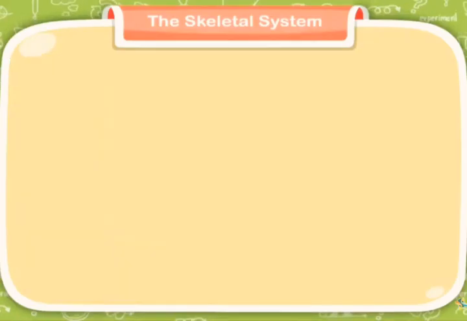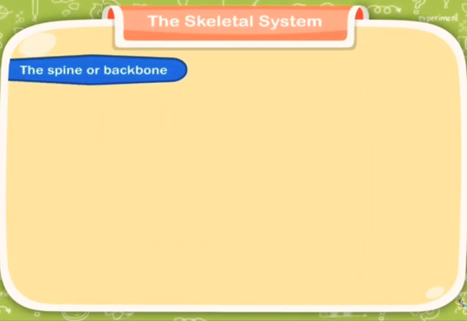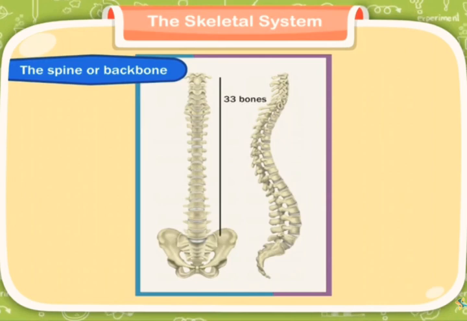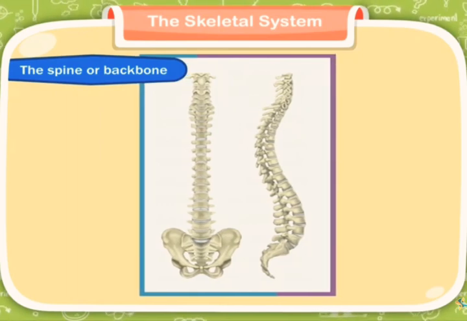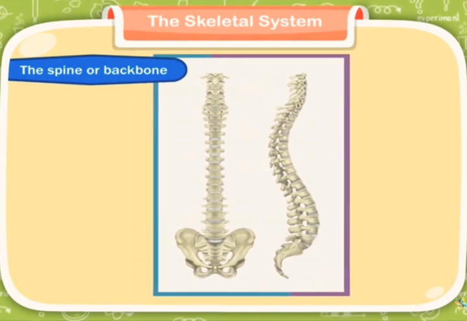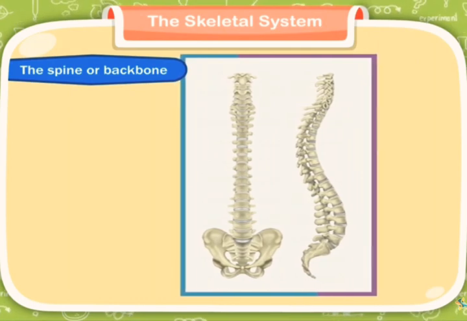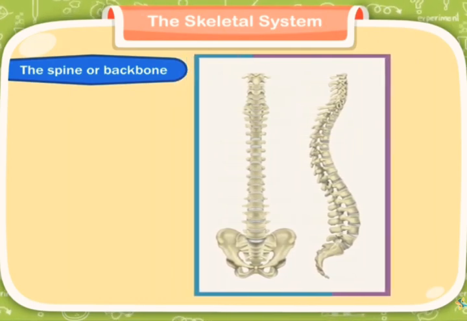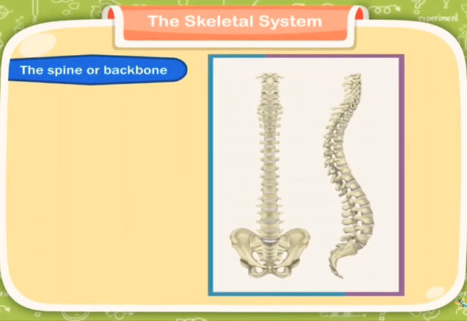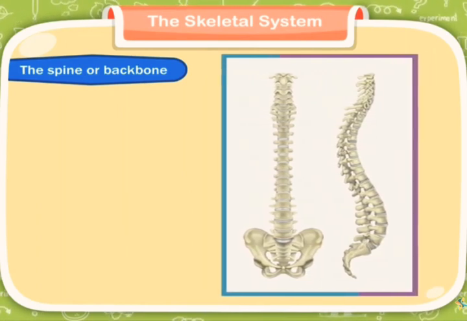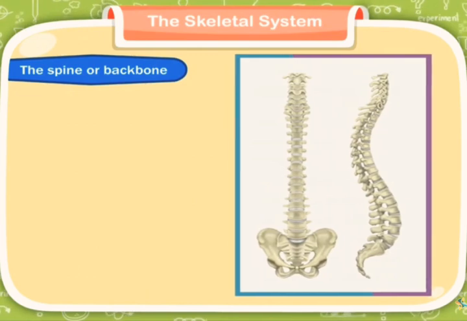Okay? The spine or backbone. Our backbone has 33 small bones called vertebrae that form a very strong column known as the vertebral column or the spinal column, spine. The vertebrae can move slightly through the joints, so we can bend or twist our back. There is a hole in each vertebra through which the delicate spinal cord passes. The spinal cord is protected by the vertebral column.